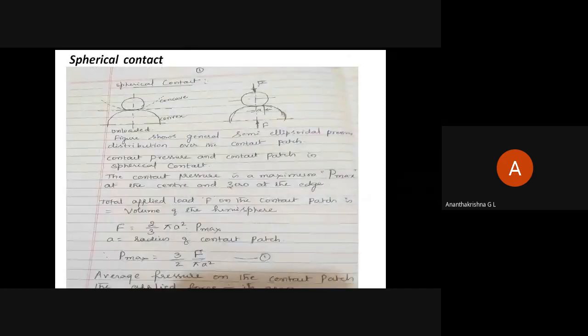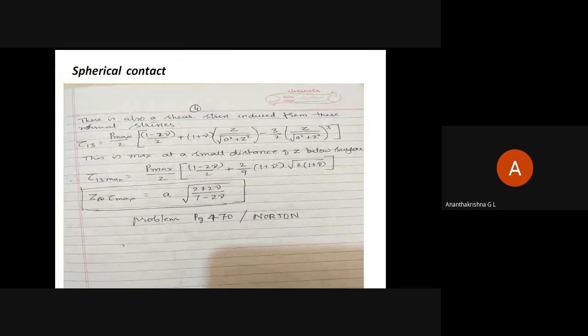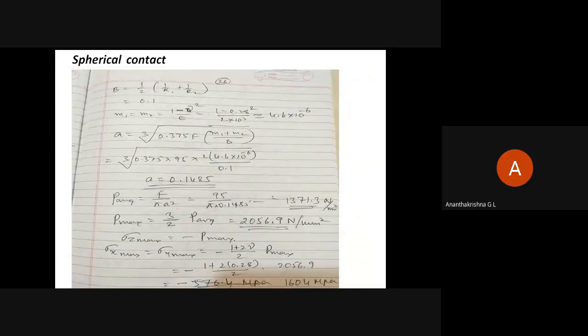Then we learned about spherical contact, when you have two spheres moving against each other. We learned about the contact patch, material constants M1 and M2, and geometric constants B and B, which depend upon the radii of these two spheres. R2 becomes 0 when you have a flat surface or infinitely long surface. We solved a few problems based on spherical contact. Mithun, you asked if there are problems in this module. Definitely you will have a problem in contacts, either spherical contact or cylindrical contact. So we have taken this up.